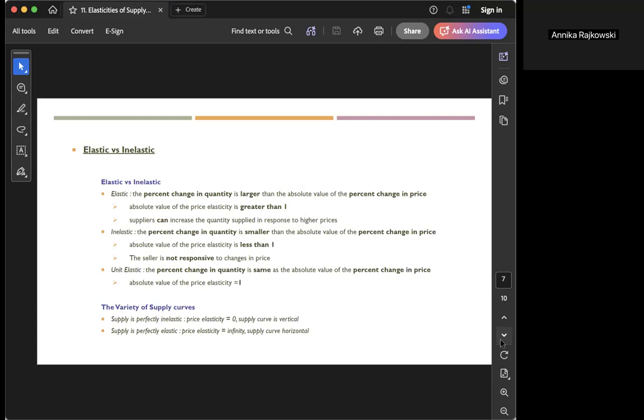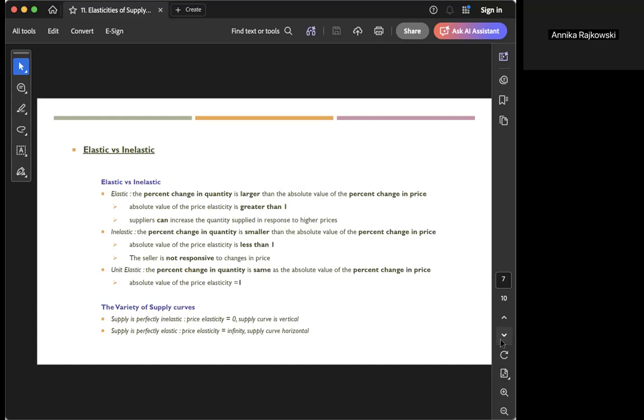inelastic supply. The last one is unit elastic supply, where elasticity equals exactly one. So quantity and price change by the same percentage. We also discuss two other extreme cases, which are perfectly inelastic supply and perfectly elastic supply.